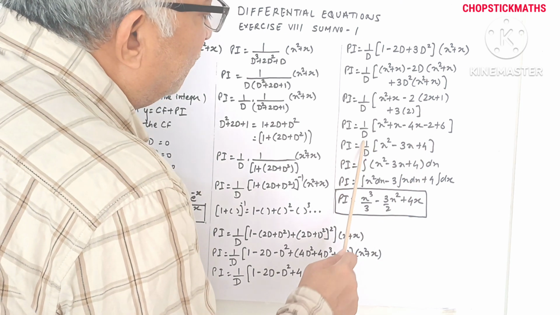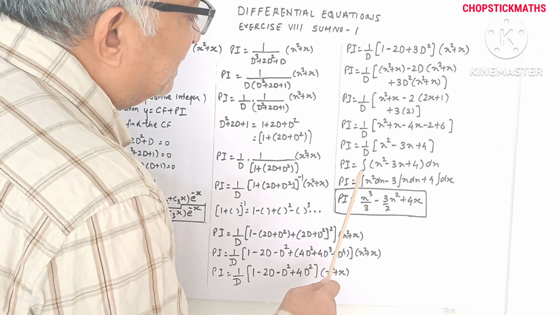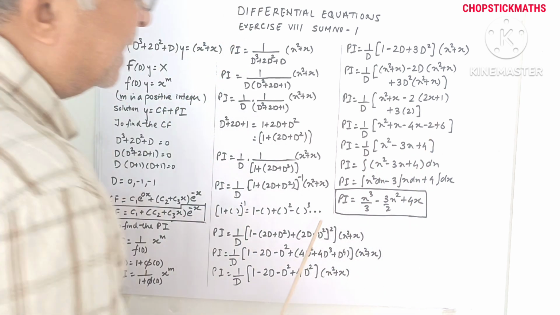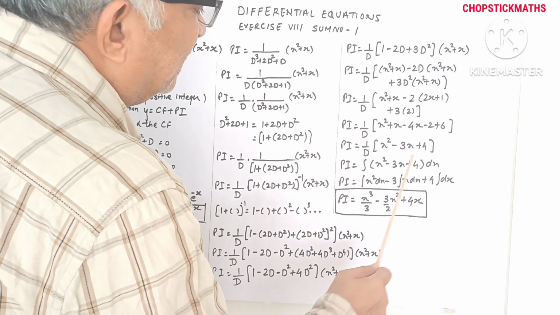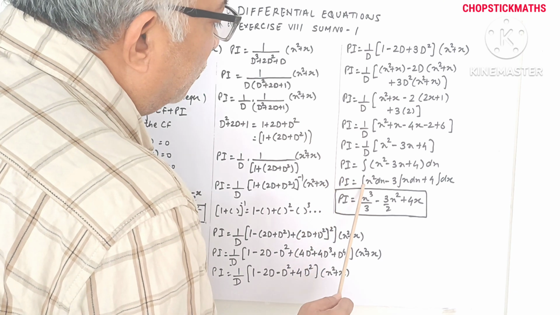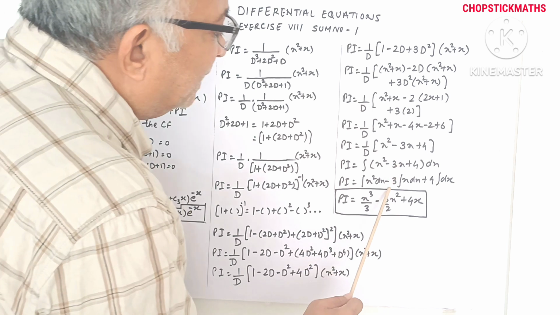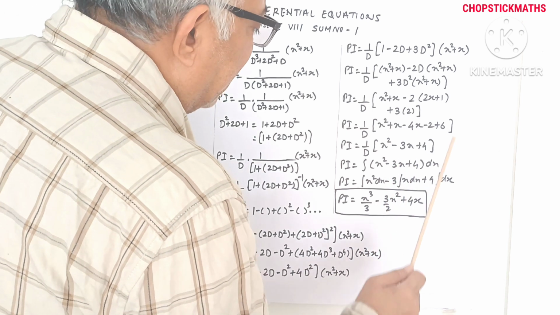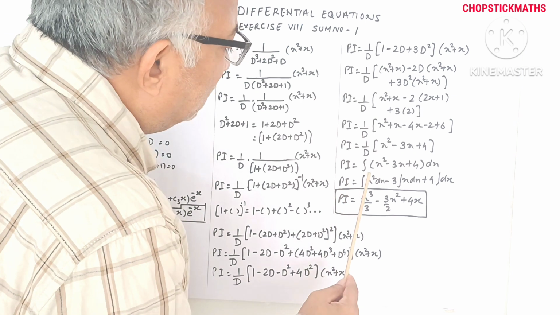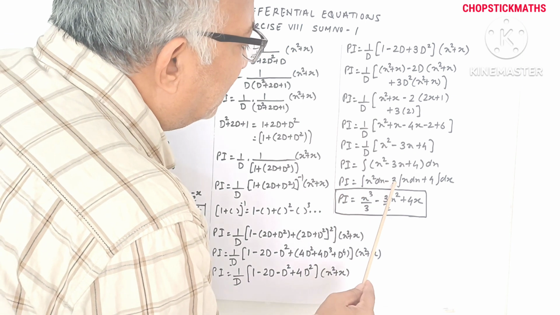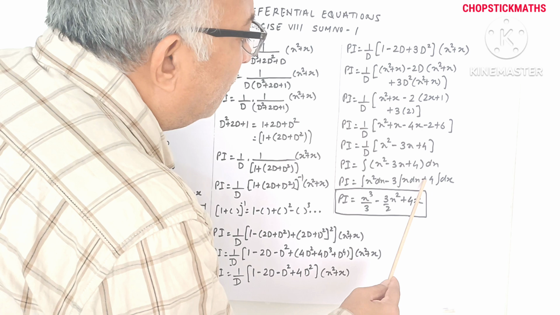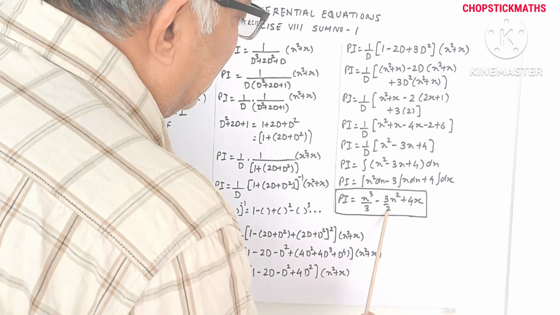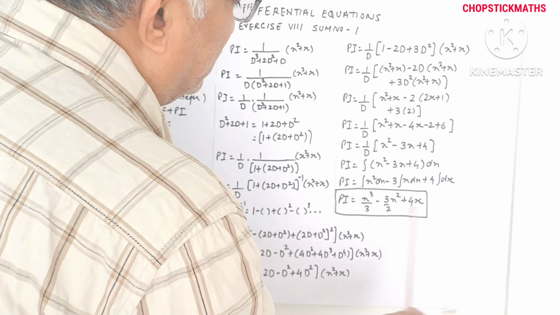Now PI, where 1 upon D is the integral, is the integral of (x square minus 3x plus 4) dx. Therefore, on integrating every term we get PI is equal to integral of x square dx minus 3 integral of x dx plus 4 integral of dx. PI is equal to x raised to 3 upon 3 minus 3 into x square upon 2 plus 4x. So PI is equal to x cube by 3 minus 3x square by 2 plus 4x. This is the particular integral.